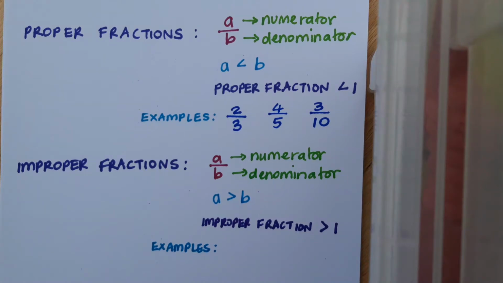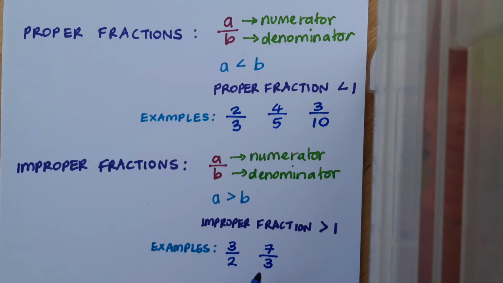And let's have a look at a couple of examples. First here we have 3 over 2, and this is an improper fraction because the numerator 3 is bigger than the denominator 2. We've got 7 over 3, and again this is an improper fraction because the numerator 7 is bigger than the denominator 3. And we have 8 over 5, and again this is an improper fraction because the numerator 8 is bigger than the denominator 5.